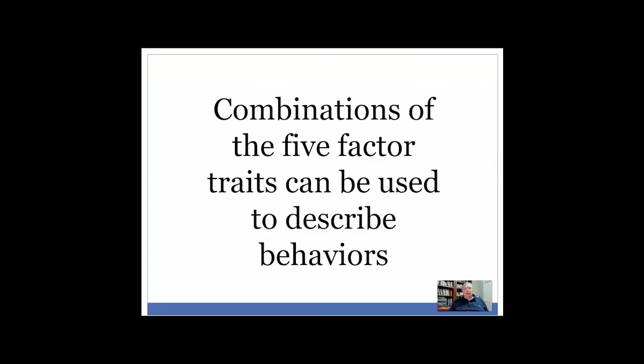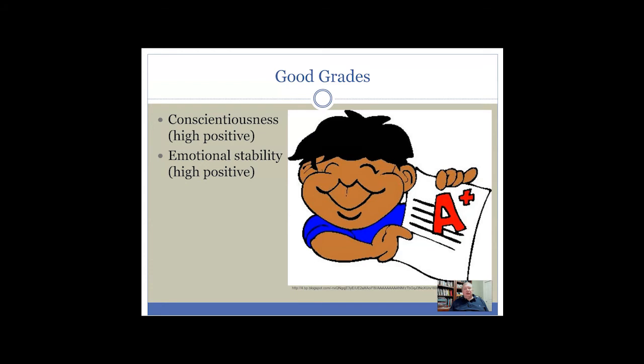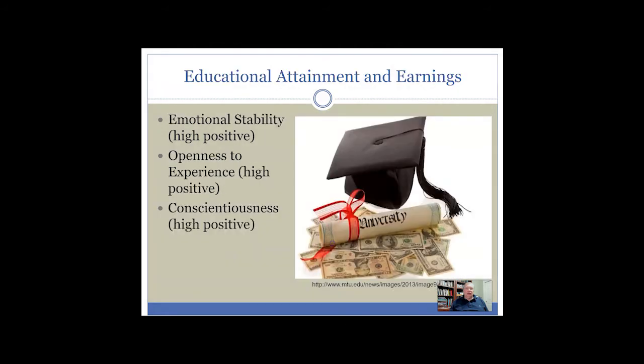Now, we also can look at combinations of the 5 factor traits that can be used to describe different behaviors individuals may perform. These are results that were taken from the Larson and Buss personality textbook we use in class. Good grades. I hope you all strive for good grades. Good grades is a combination of conscientiousness and emotional stability, both naturally on the high side. Educational attainment and earnings. That's something that every college student is interested in.